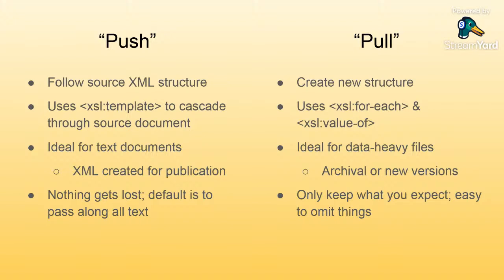This is useful for data-heavy types of XML processing, and for creating archival versions or new versions of these files. This makes it very easy to omit things that you're not interested in. You only keep the things that you know that you want, that you've expected to find in there. This means that if the XML file has a lot of junk in it, or has a lot of things that are not relevant to you, they don't get kept by default as they would if you were pushing the XML file through a style sheet, because you're just going and pulling out the bits you're interested in.